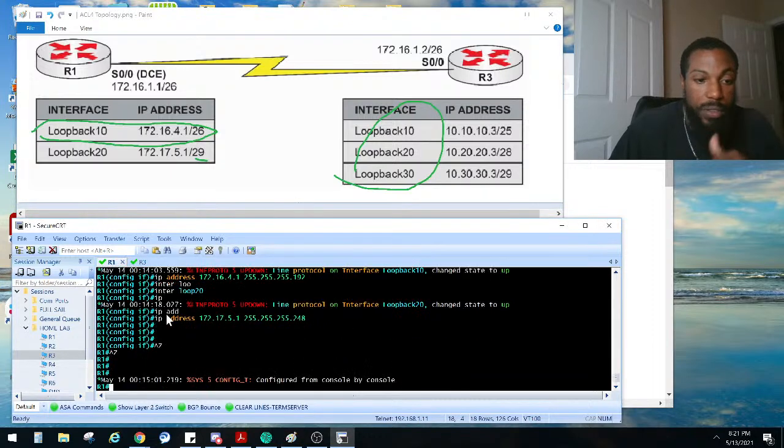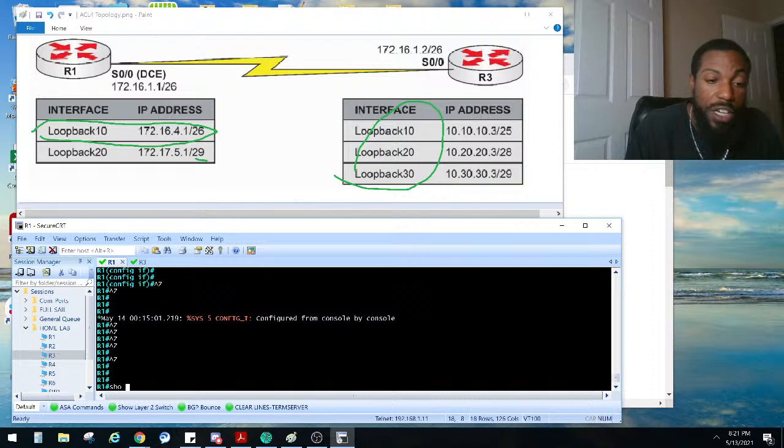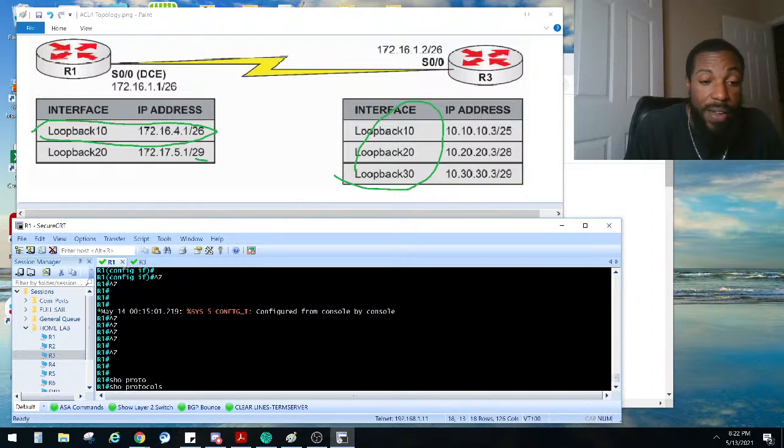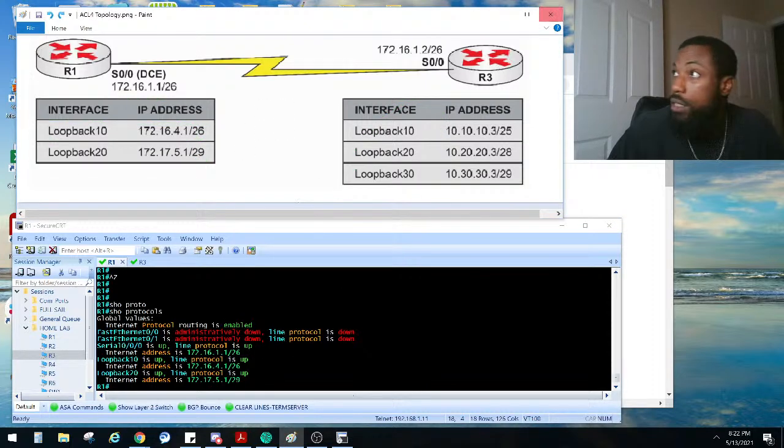Well, let's check our work. Y'all know I'm a big proponent of checking your work halfway through. Shout out to Pete S for this command right here: show protocols. I don't think I really knew about this one because it shows you the IP address plus the subnet mask to make sure I did it correctly. That serial interface was 172.16.1.1/26. This is 172.16.4.1/26, and this is 172.17.5.1/29. Again, shout out to Pete for that one.